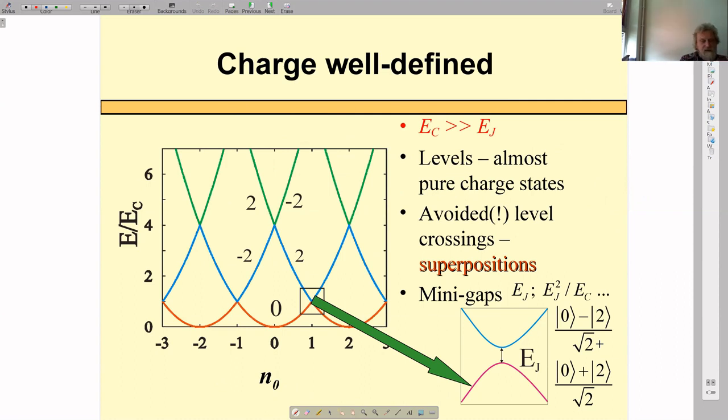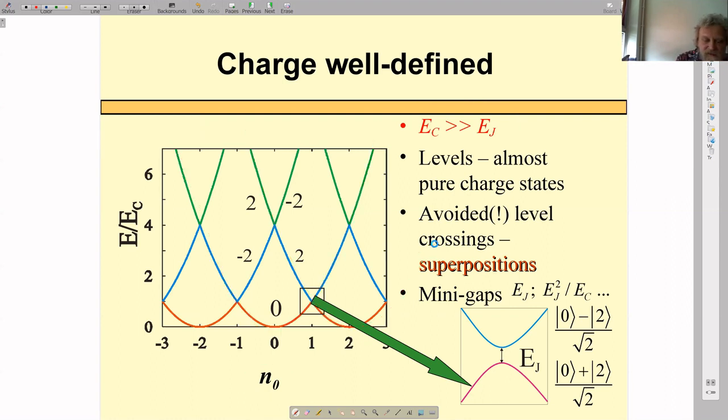The results are easiest to understand in two limiting cases. First, let us consider a charging energy which is much bigger than the Josephson energy. In this case, the state of this island wants to be a state of definite charge. And indeed, if we plot the energies of the states of the island versus a parameter, which is the average charge in the island, we find parabolas, and each parabola corresponds to a definite value of discrete charge. Parabolas are shifted.